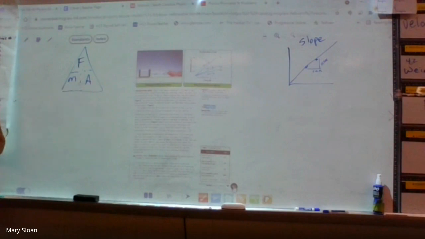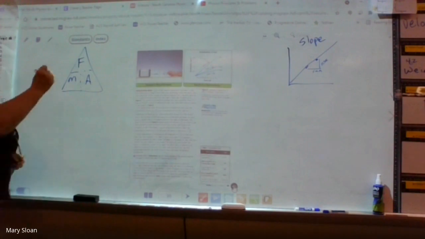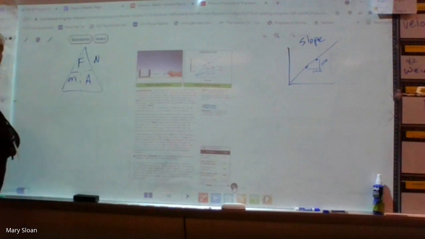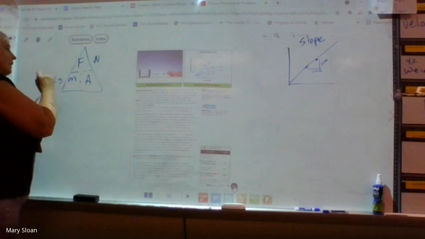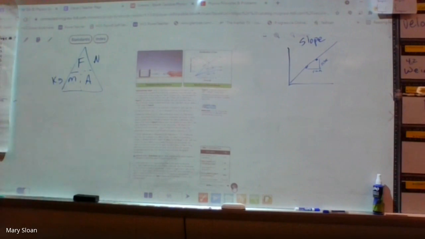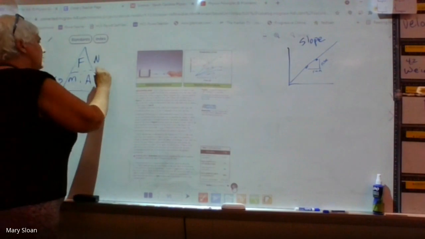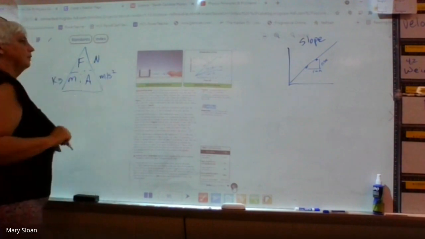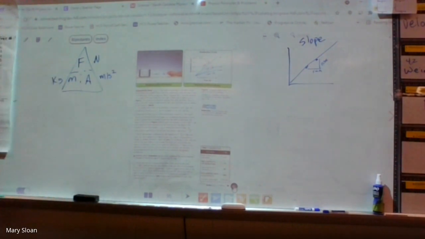F = ma, right? So our force in this class is going to be what units? Newtons, thank you. What's our mass going to be? Kilograms. What is going to be our acceleration? Meters per second squared.